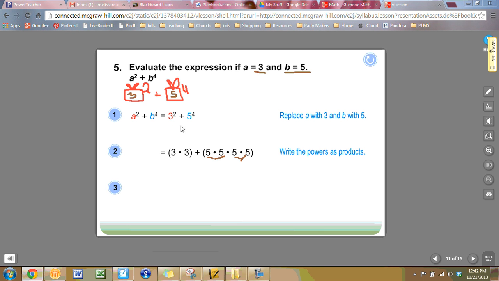So when you have a power like this, you need to make sure that you work it out. What you end up with is 625. Excuse me, for my 5 times 5 times 5 times 5. So 9 plus 625 is 634. Okay, and that's it.